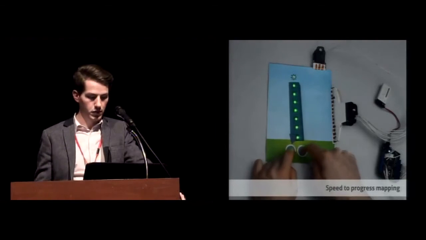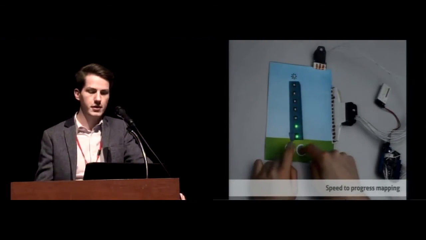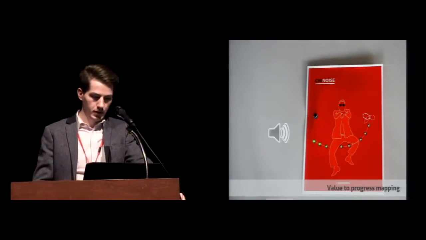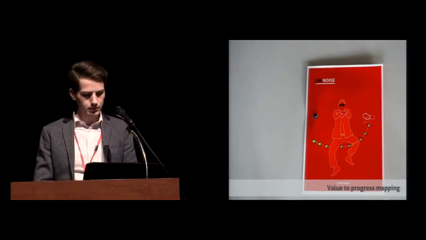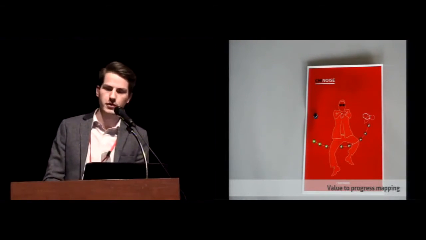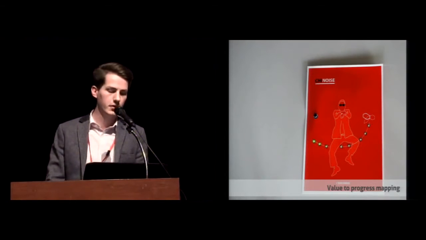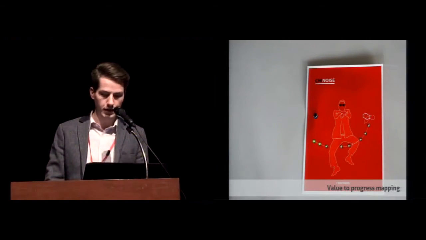This example makes use of speed, so it maps the speed at which you tap two buttons to the number of LEDs that light up. And then the final example, we use a microphone to register the intensity of the music and map that to the number of LEDs that light up.